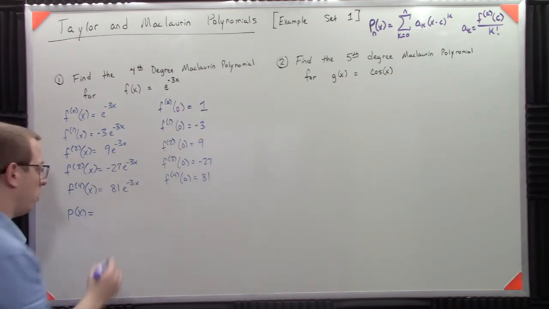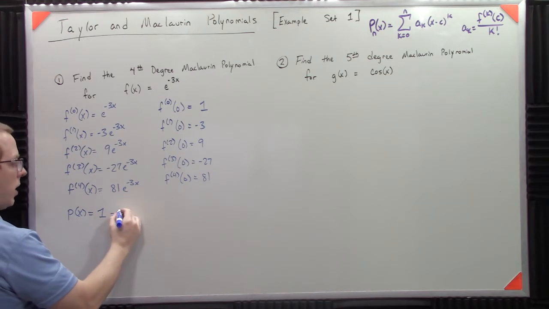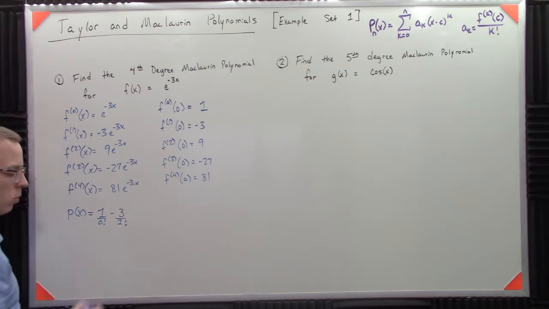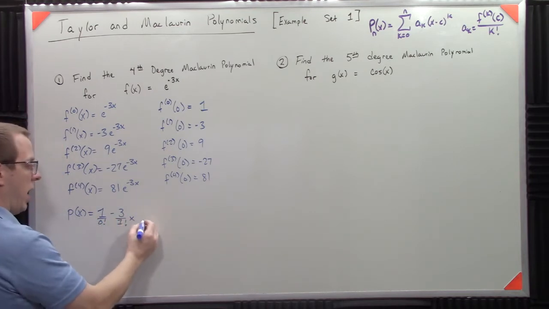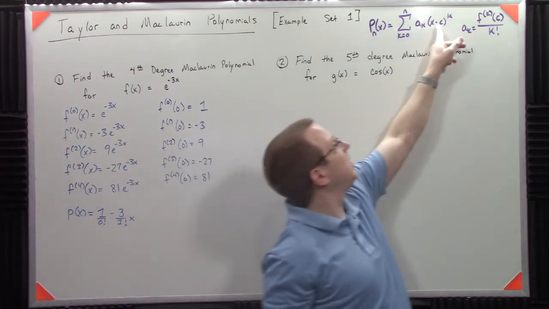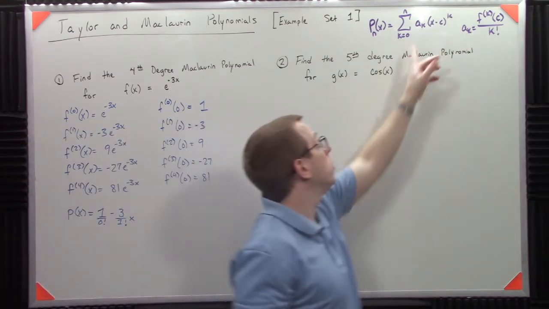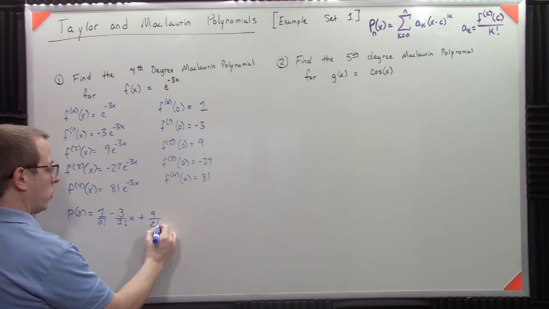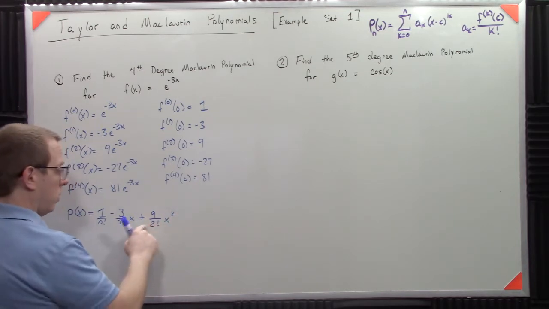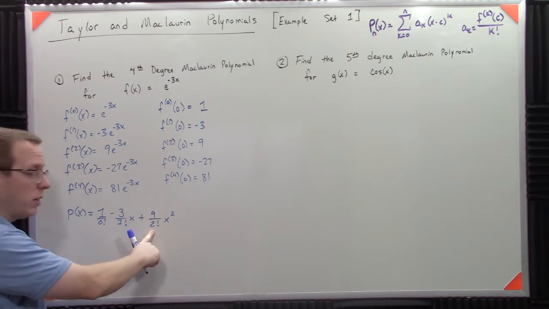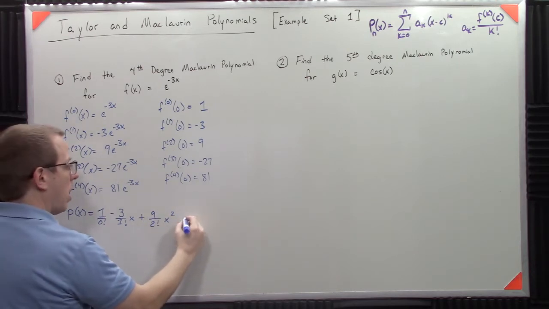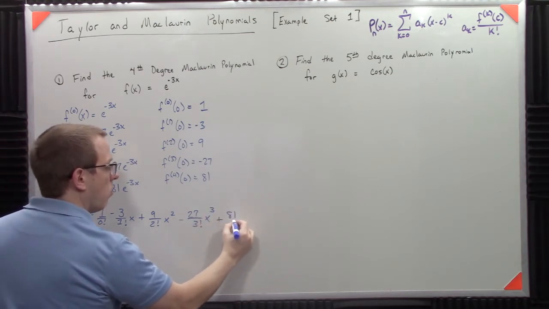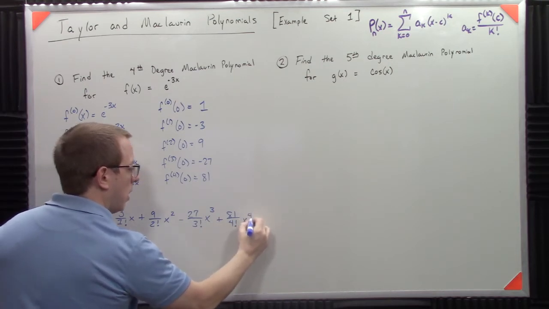So you take your first term, and then your second term over 1 factorial. So this is really over 0 factorial. And then you have x. Normally this would be x minus c to the k, but again, c is 0. So this is x to the 1, and then plus 9 over 2 factorial x squared, minus 27 over 3 factorial x cubed, plus 81 over 4 factorial x to the 4th.